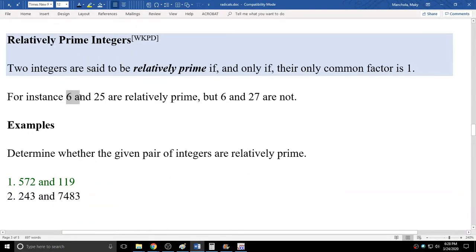6 and 25's only common factor is 1. Factors of 6 are 1, 2, 3, 6. Factors of 25 are 1, 5, and 25. No common factors other than 1. 6 and 27 are not relatively prime because 6 has 3 as a factor, so does 27.